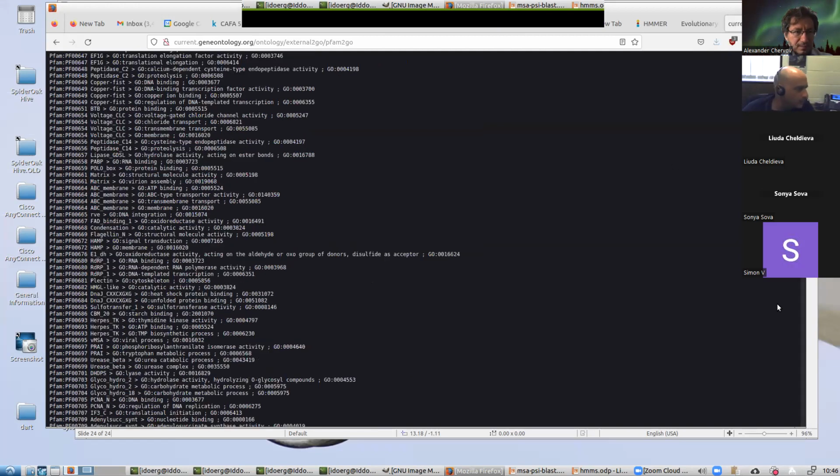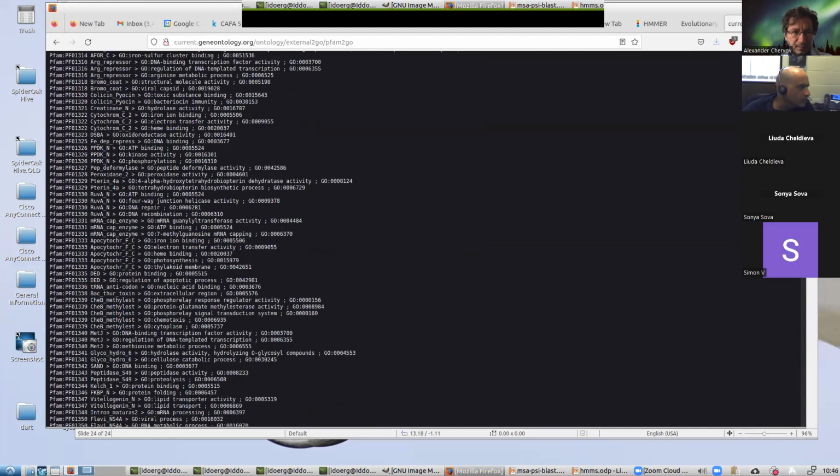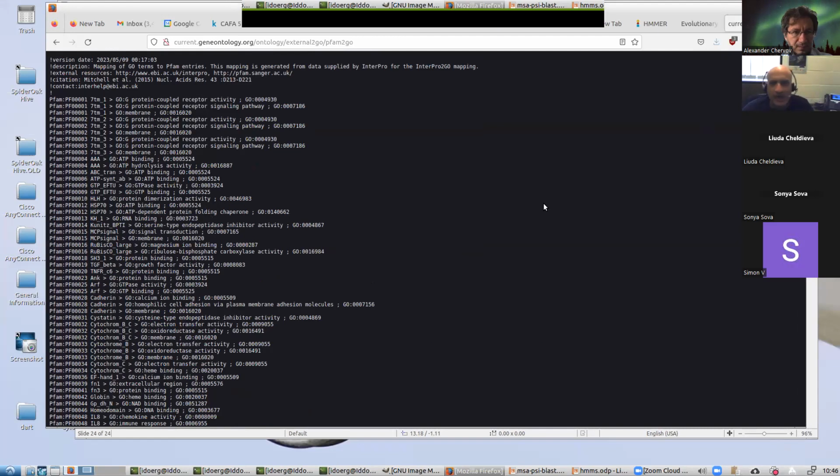Not all of them. I mean, these are PFAM entries in the database. Not all PFAM entries are PFAM domains. Some of them are families, meaning whole proteins, not just domains. Some of them are smaller, like small sequences. So these are PFAM entries, not all of which are domains.